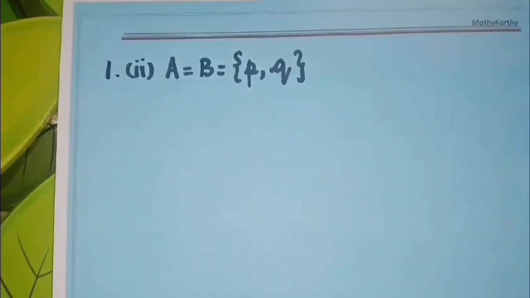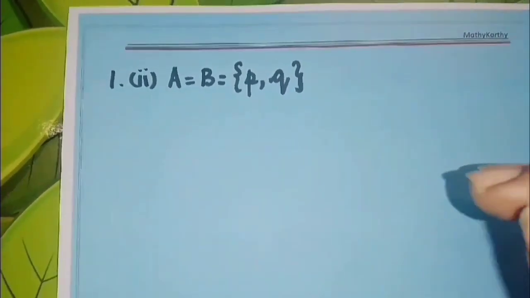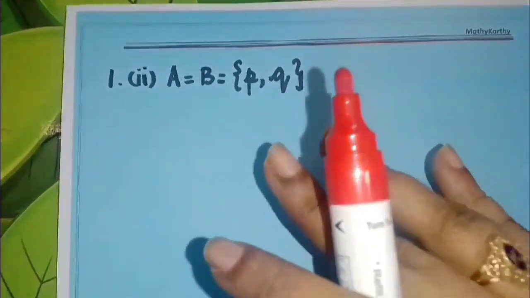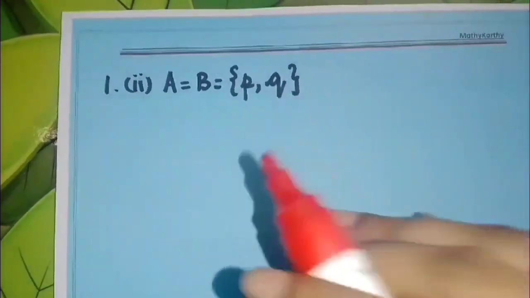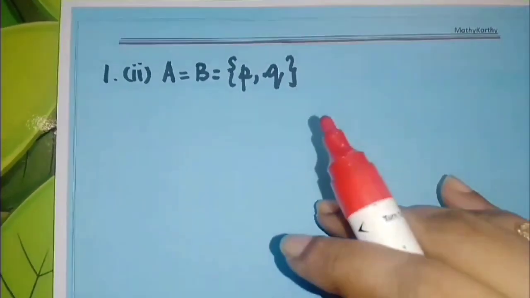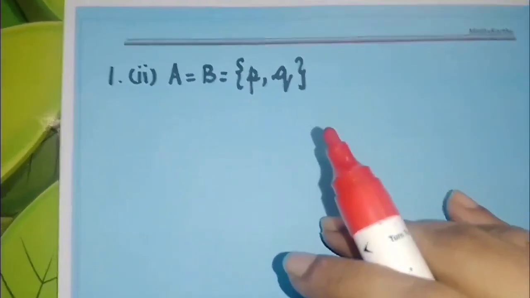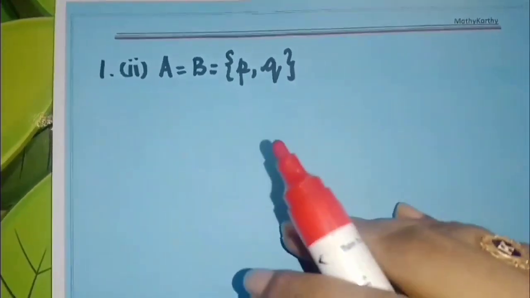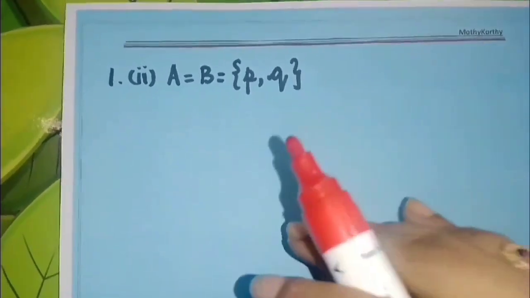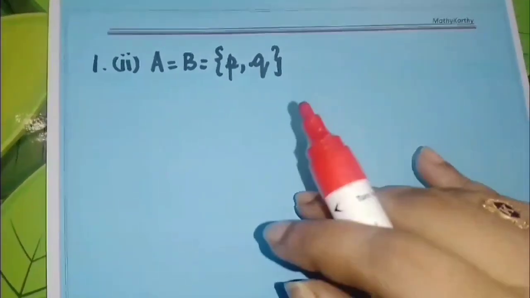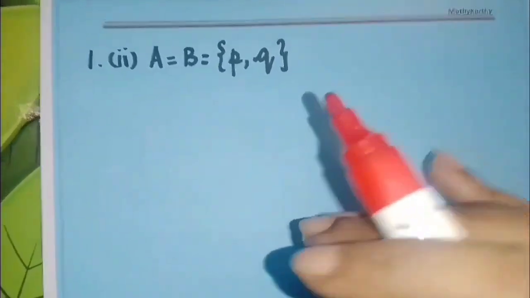So when we find A cross B, or A cross A, or B cross B, or B cross A, we are going to get the same answer, irrespective of whatever cross product we take, because we are taking the cross product of the same set with itself, like A with itself, like B with itself. So we'll be getting the same answer. So we'll proceed with the problem.